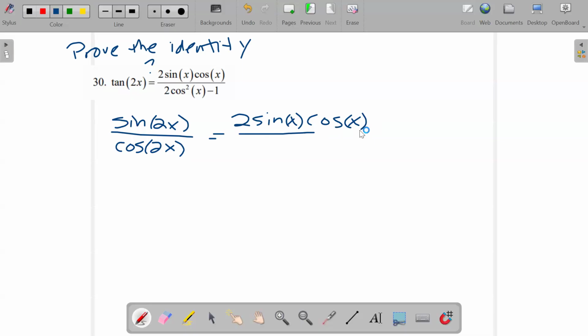Thinking about the cosine of 2x, we have 3 versions of that identity. And that right there happens to be one of them. Yeah, cosine of 2x can be written as twice the cosine squared of x, then minus 1. Boom, we are done.